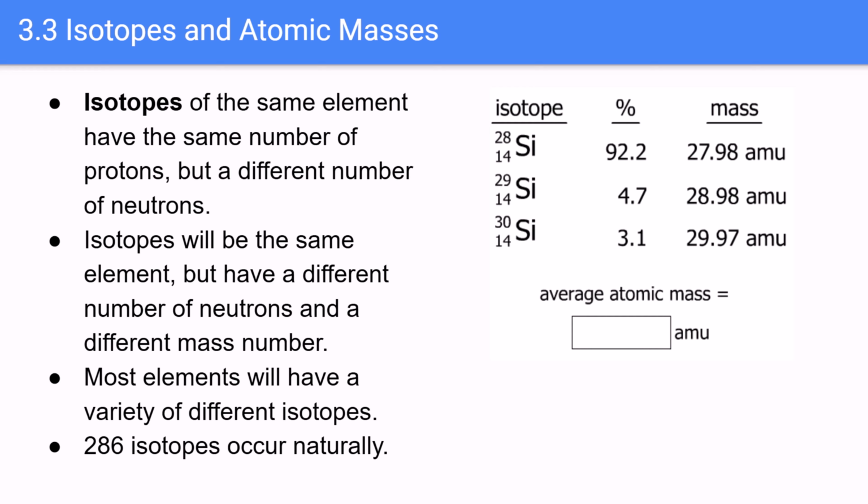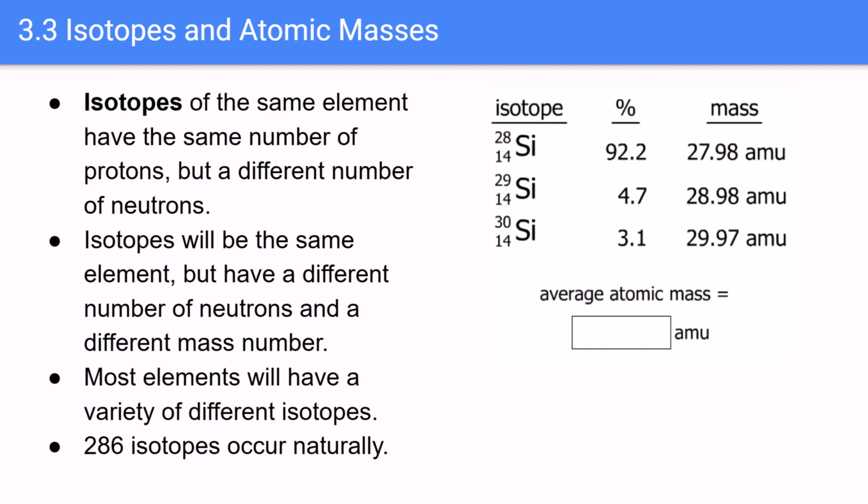Most elements have a variety of different isotopes. Not all of them will have 3. Some will have 2, some will have 1, some will have 7 or 8, depending upon the element that we're looking at. There really isn't necessarily a way we can go through and predict that. There are 286 isotopes that occur naturally, and if you think about it, there's roughly 92 elements on the periodic table that occur naturally. So, roughly 3-ish isotopes per element on the periodic table. Again, that's not evenly distributed. That is just a number that's distributed throughout.